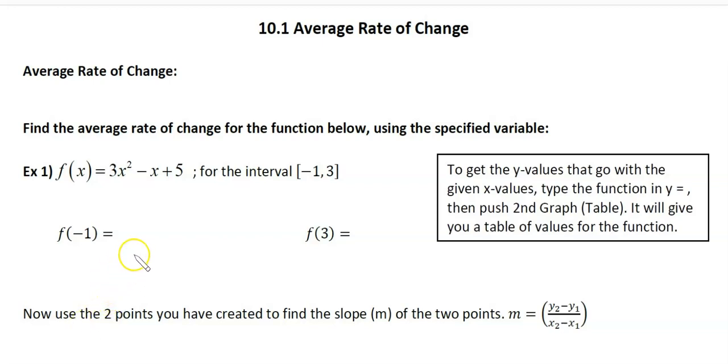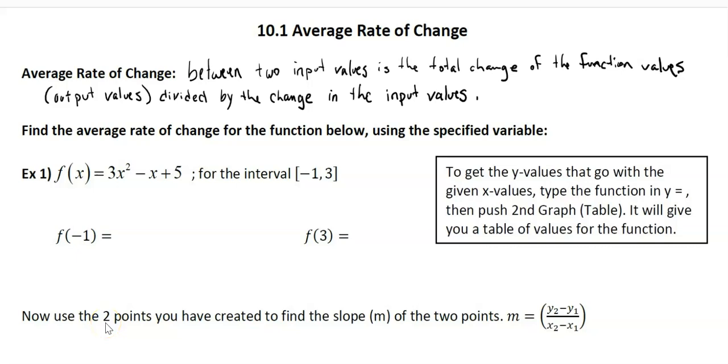It's the average rate of change. The average rate of change between two input values is the total change of the function values, or the output values, divided by the change in the input values.